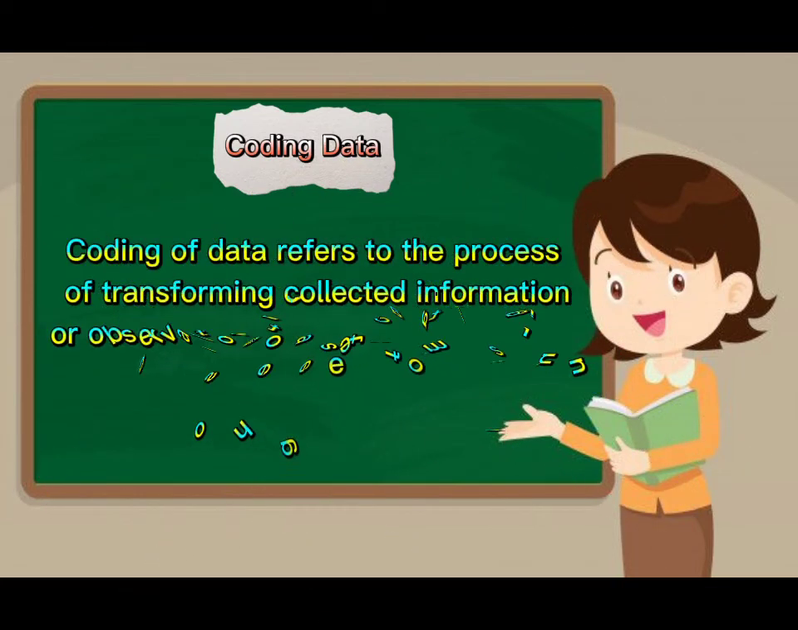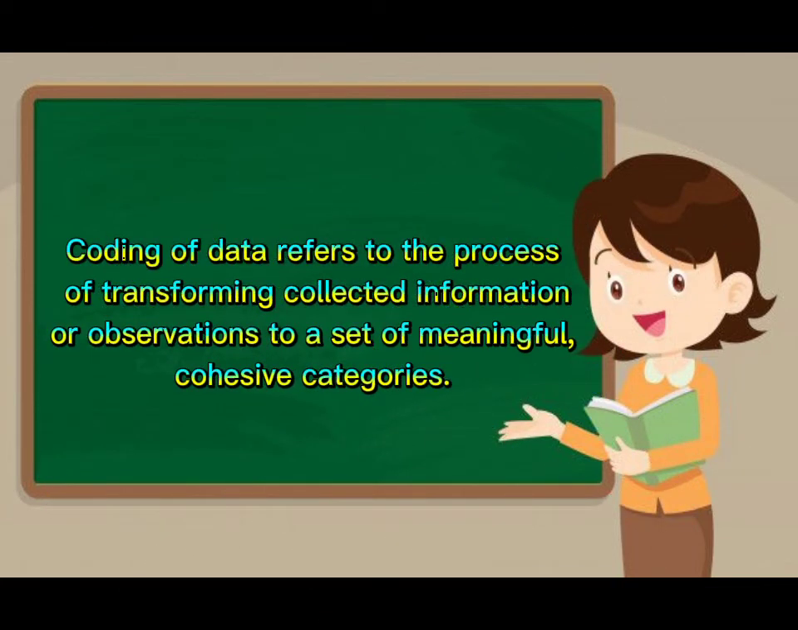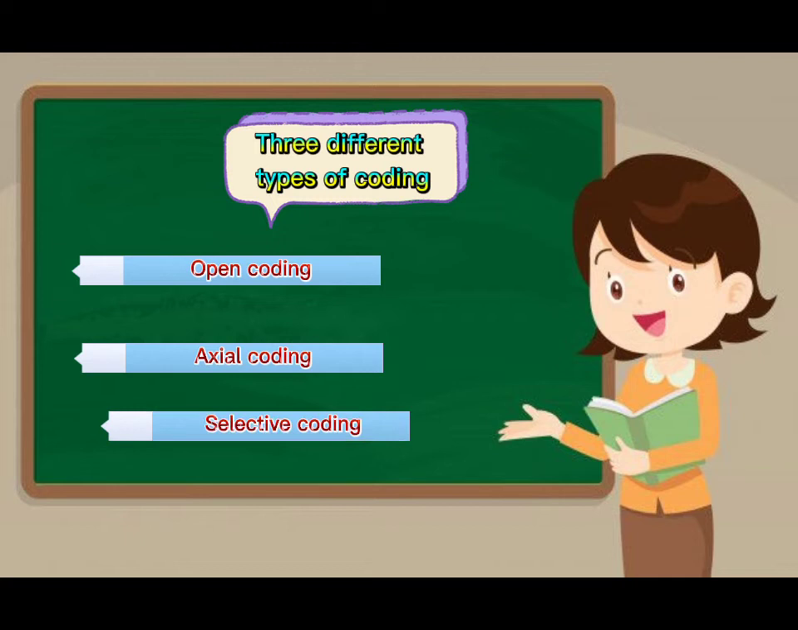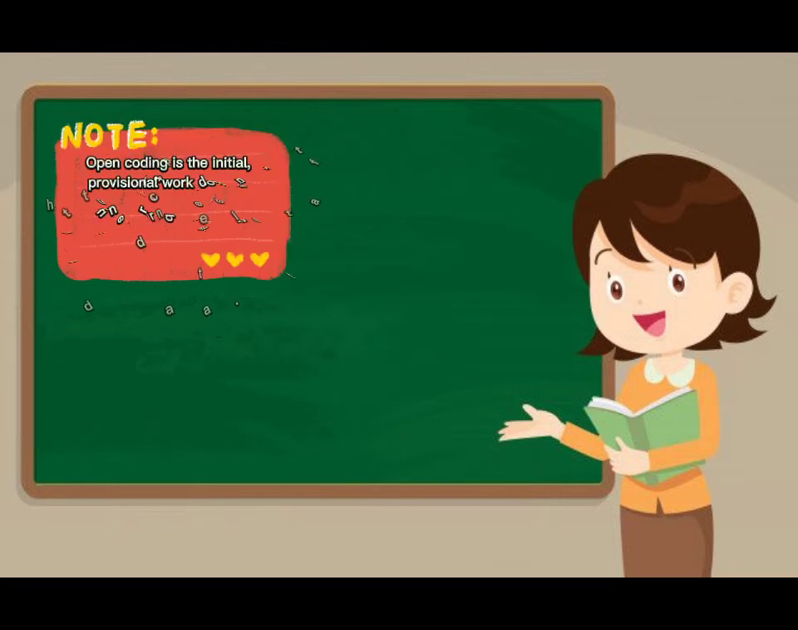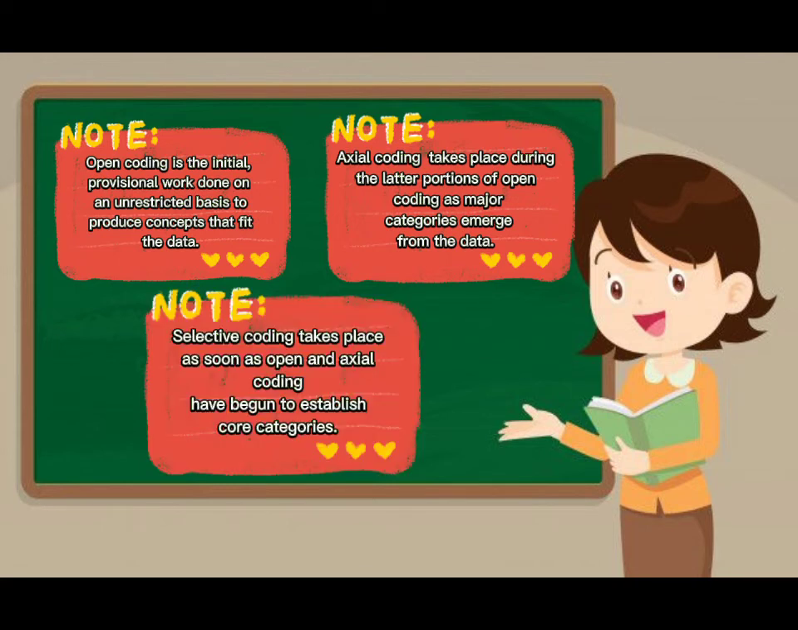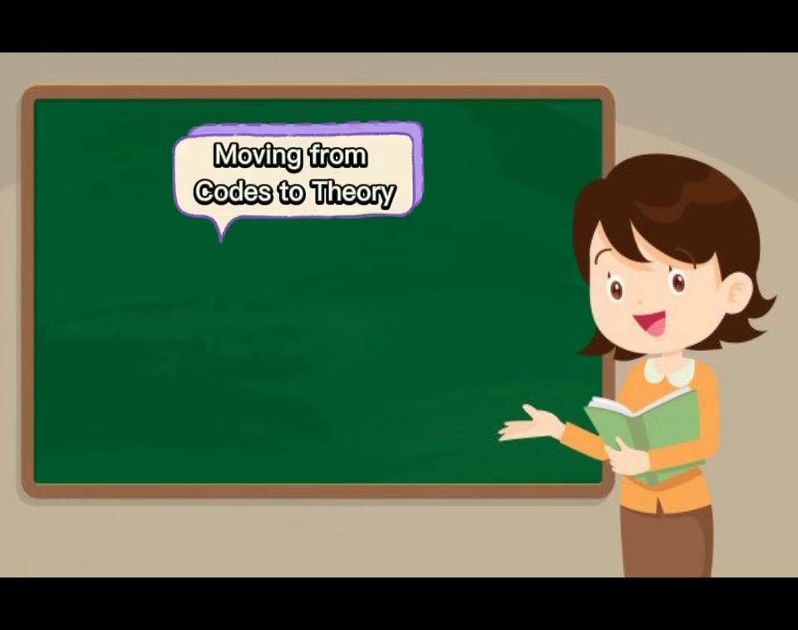Coding data. Coding of data refers to the process of transforming collected information or observations to a set of meaningful, cohesive categories. There are 3 different types of coding: open coding, axial coding, selective coding. Open coding is the initial, provisional work done on an unrestricted basis to produce concepts that fit. Axial coding takes place during the latter portions of open coding as major categories emerge. Selective coding takes place as soon as open and axial coding have begun to establish, moving from categories to theory.